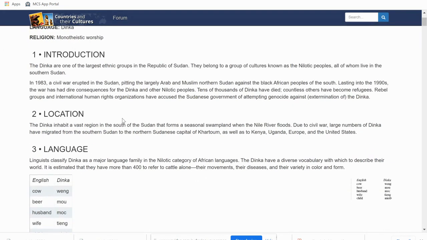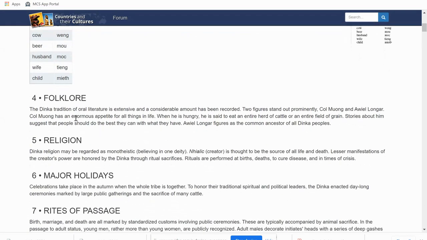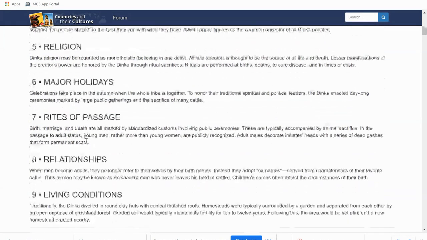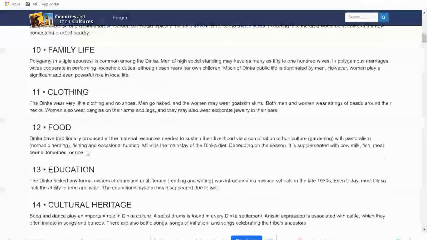For an ELL, this is probably the middle of the road ELL, those that are on their way to become RFEPs and are RFEPs, okay? Not super dense information, very to the point. They should be able to read each one of these sections within 2 to 3 minutes, and then provide themselves with their own summary, okay? So language, folklore, religion, major holidays, rites of passage, relationships, living conditions, and so on and so on.